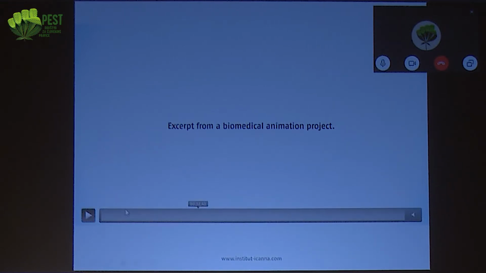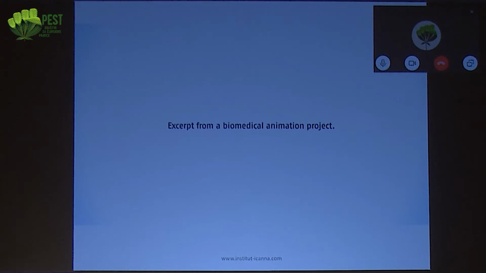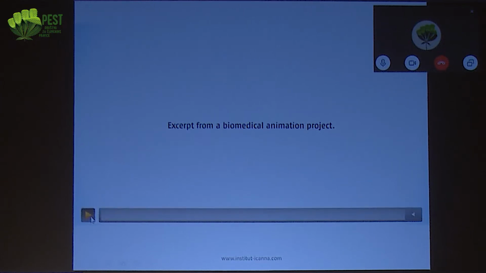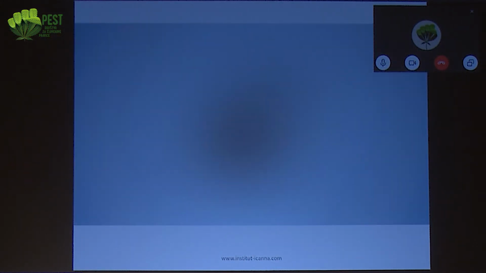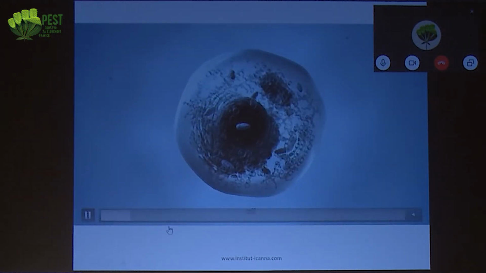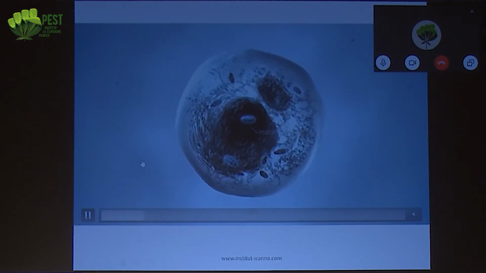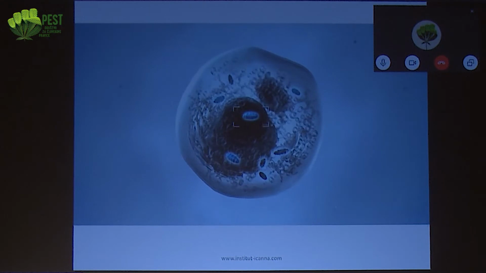Now this is another animation to show you how mitochondria are actually, where in the cell they are, and what they do. So this would be a cell, and this tiny thing is a mitochondria, and this cell has rather few.